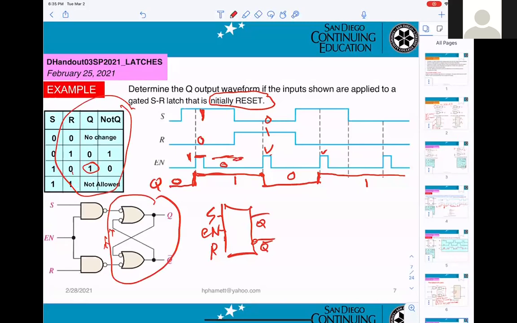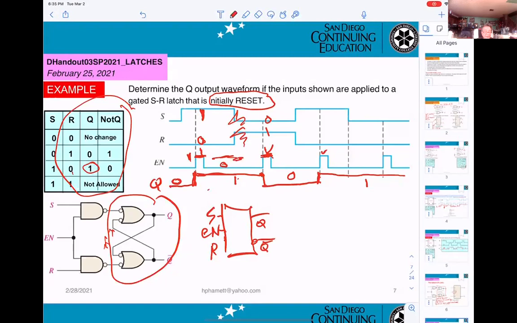So the gate, the enable will be controlled. For this latch, you only count if the enable equals one, then you need to know what S equals, what R equals, by looking into the table to decide what the output equals. In here, it can change from zero to one or one to zero, but it doesn't matter. The output will have no change until you get the next enable equal to one.